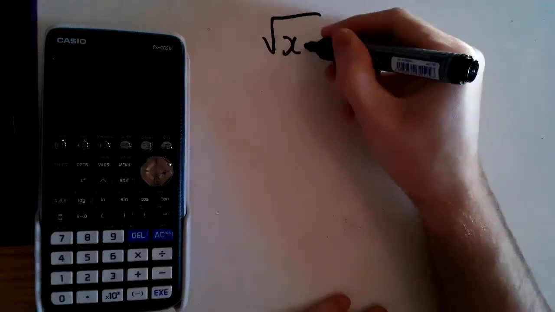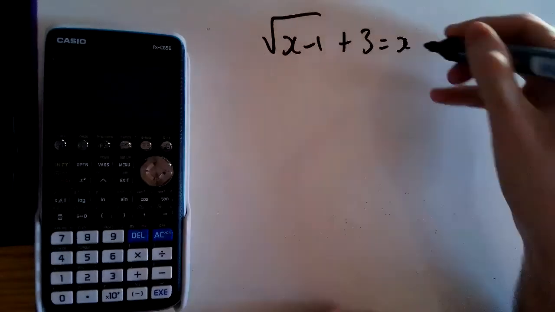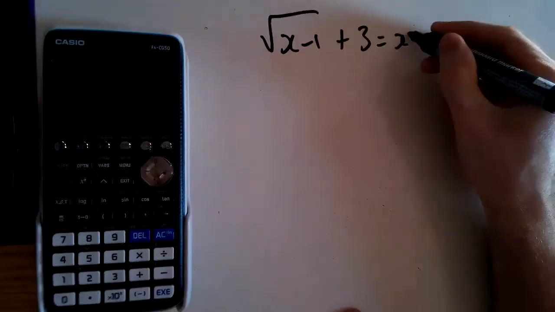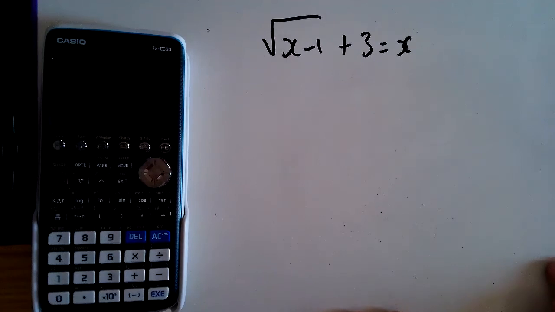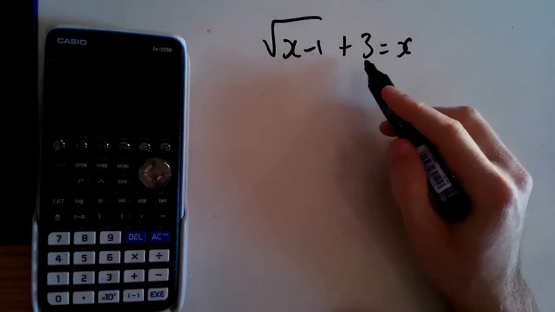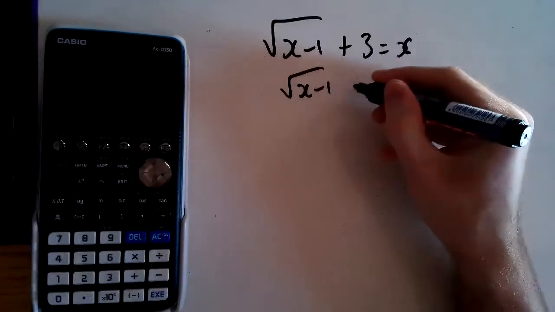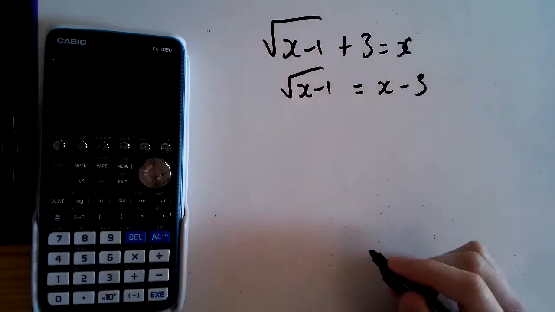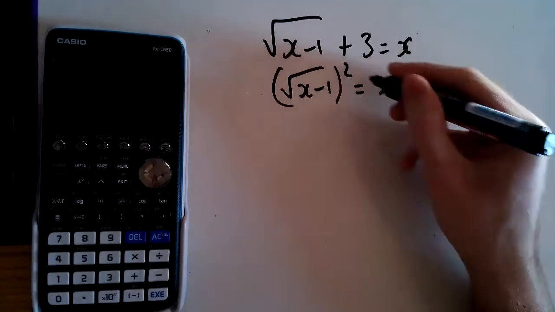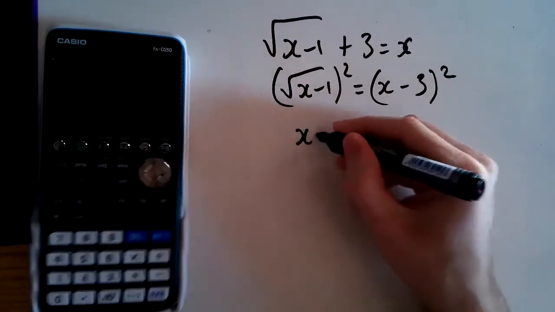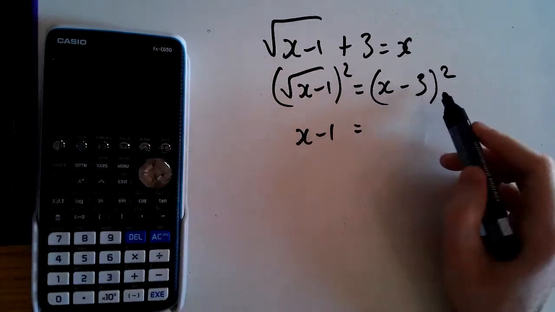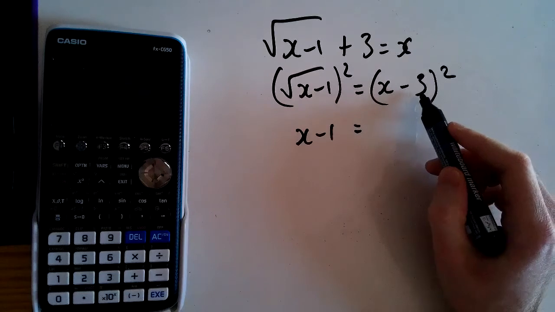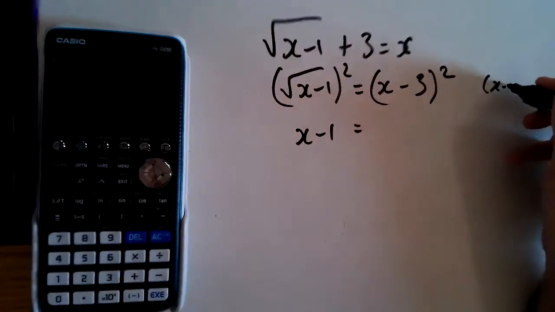Third one, root of x minus 1, plus 3 is x. So I'm not going to square first of all, but I could, but it wouldn't help because of that plus 3. So I'm going to get rid of that plus 3 first of all. So x minus 3. Now I'm going to square both sides. So I get x minus 1. Remember, when I square this side, I don't just get x squared and 3 squared. I have to expand that bracket, as if it was that.